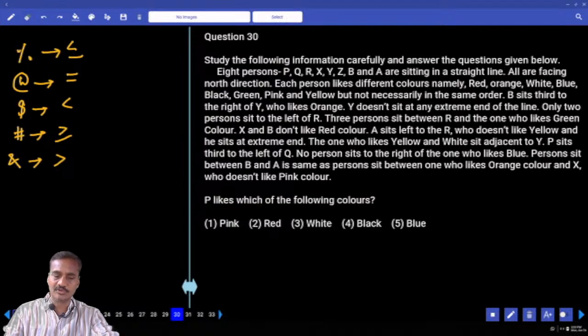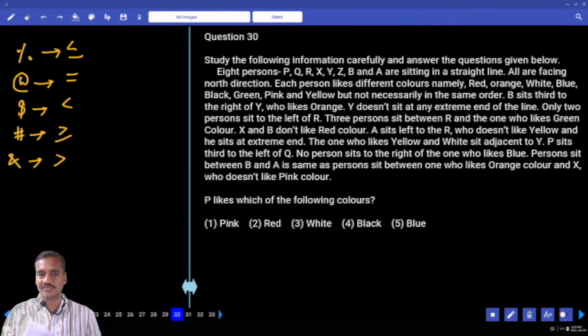Then next one, coming to question number 30. Now 8 persons are sitting in a straight line. All are facing north, and each one likes a different color as well.